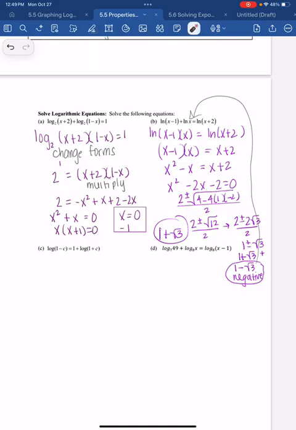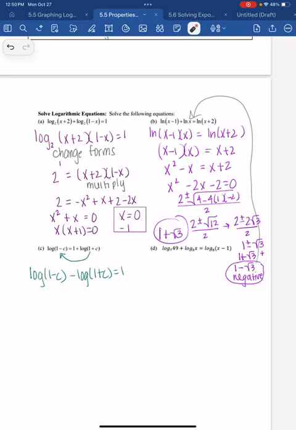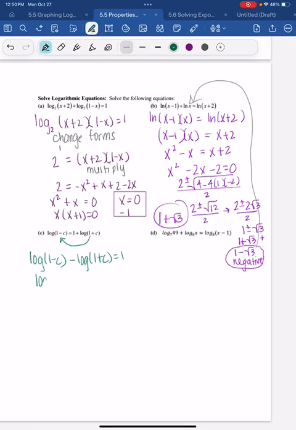Okay, so this next one's funky because I've got a log on the left, I've got a log on the right, but then I have this one that doesn't have a log at all. So what I'm going to do here is combine the logs on one side. I'm going to move the log of 1 plus c to the other side by subtracting. So this is the log of 1 minus c minus the log of 1 plus c, and that's going to equal 1. And now I'm going to use the property that says when you subtract logs, you divide arguments. So this is going to be the log of 1 minus c over 1 plus c equals 1.